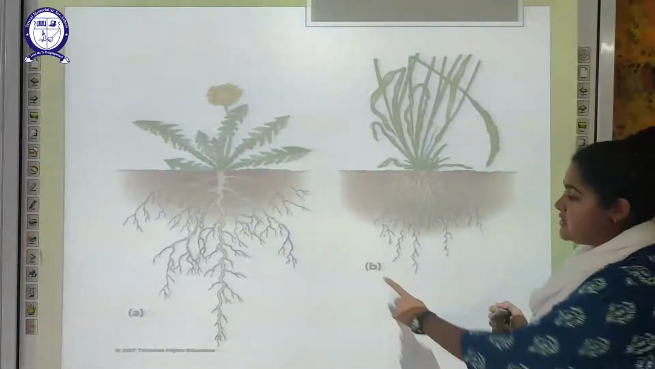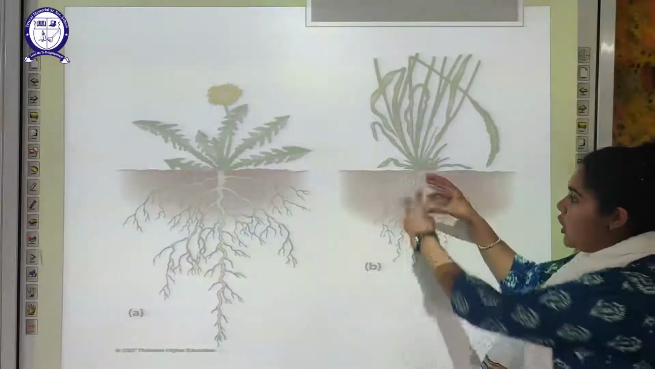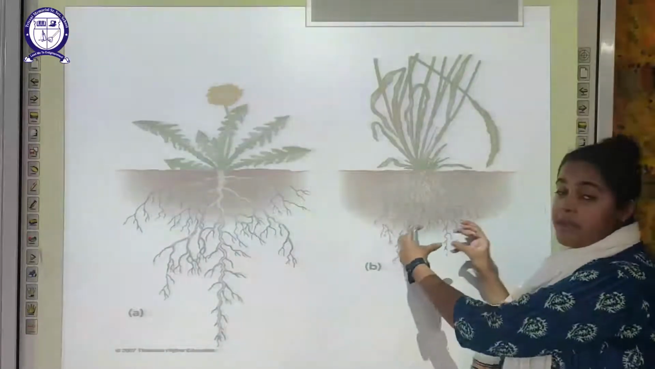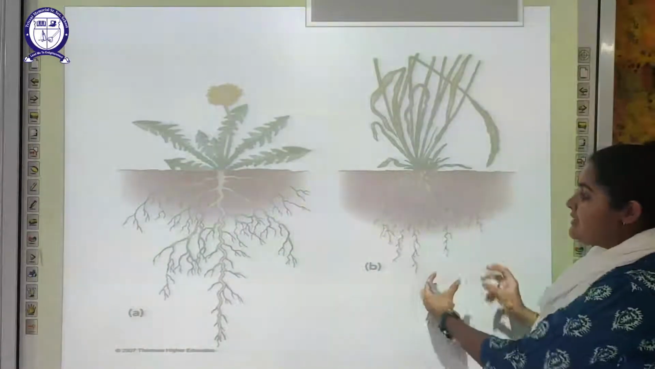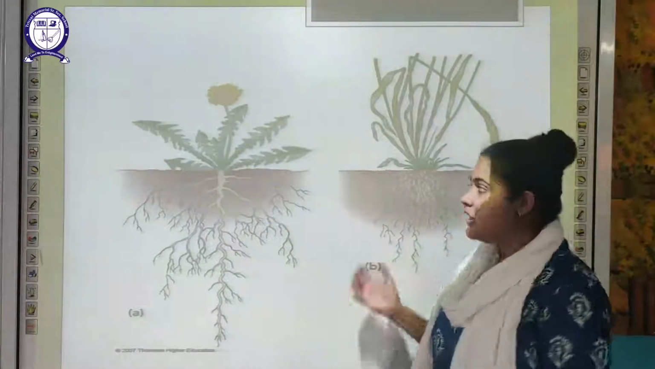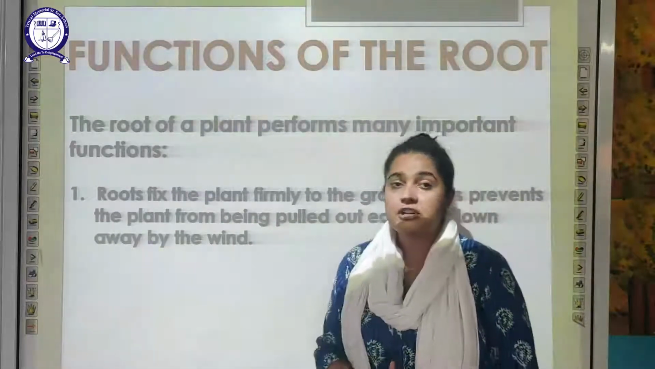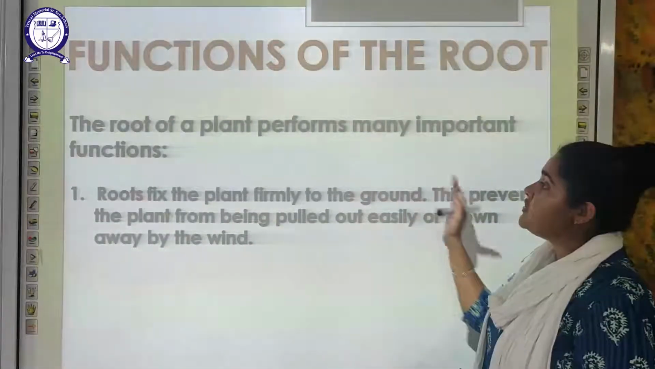The next diagram, which is option B, I have provided. There is no main root. There are many fibrous roots coming out, and they are of similar sizes, and this type of root system is called the fibrous root system. Okay, let's move on to the function part. What is the main function of the roots?